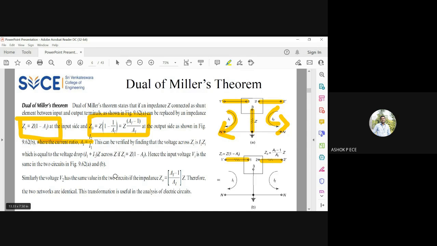So these two networks are identical. If you apply KVL to this network or to that network, you will find that the output voltage V2 is going to be the same expression before or after applying Miller's theorem. Okay, so Miller's theorem is used to simplify circuits. Whenever you have a lot of parallel components common to both circuits, you can transform them into series components using it.